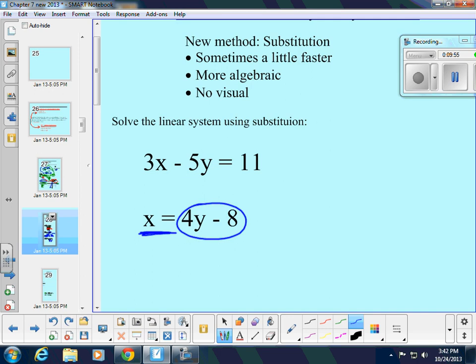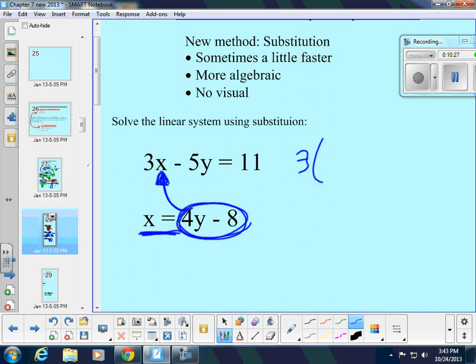Well, again, in a system, the variables should stand for the same thing. So in this case, if x equals 4y minus 8, well then in the other equation, I can plug that expression in, and that's called substitution. I really should say I'm substituting those things in for x in the first equation, and I should be able to solve that equation and find out what y is. So since it says x equals this stuff, I'm going to plug that stuff in for x. This is using substitution.